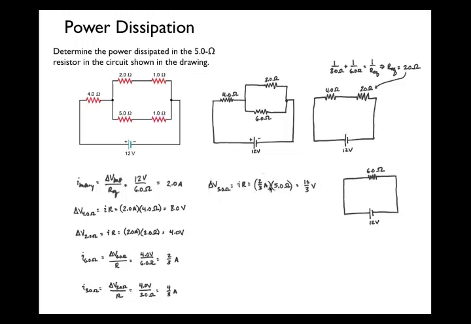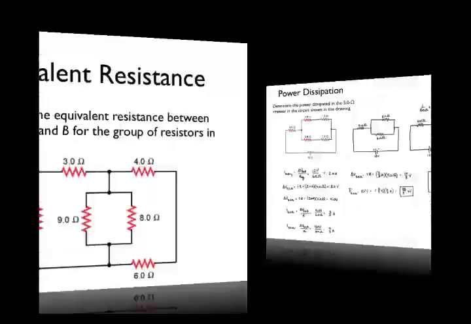It's that 2/3 of an amp times 5 ohms of resistance, and that is 10/3 of volts, or 3.33 volts if you prefer. And now we can figure out how much power is dissipated by that 5 ohm resistor, because power is the electric potential difference across the resistor times the current through the resistor. That's 10/3 of a volt times 2/3 of an amp. That's 20/9 of a watt, or if you prefer, roughly 2 watts of power being dissipated by the 5 ohm resistor.